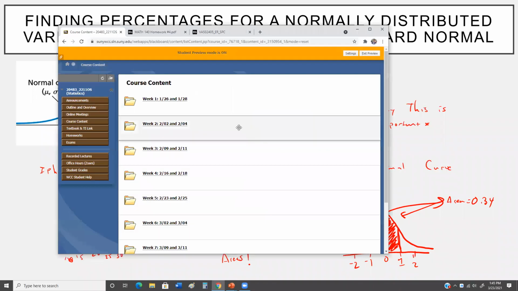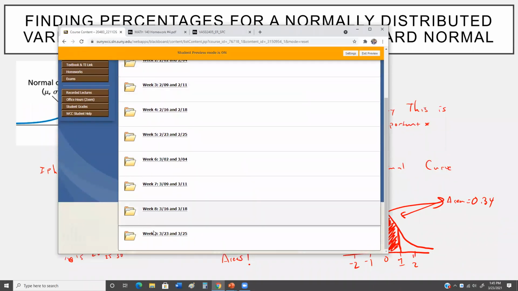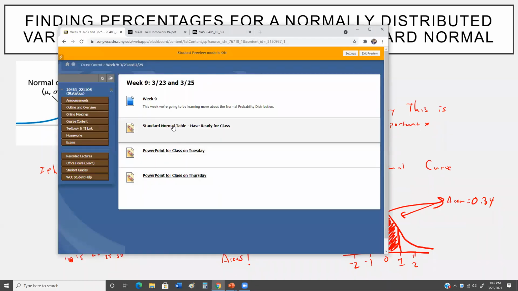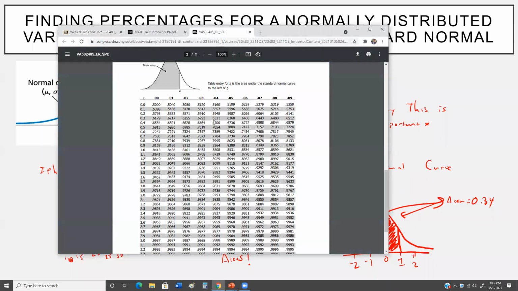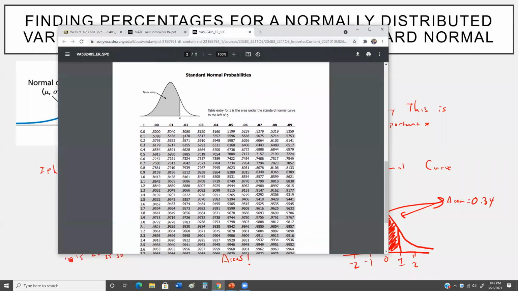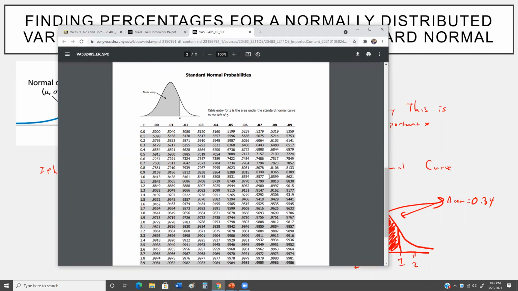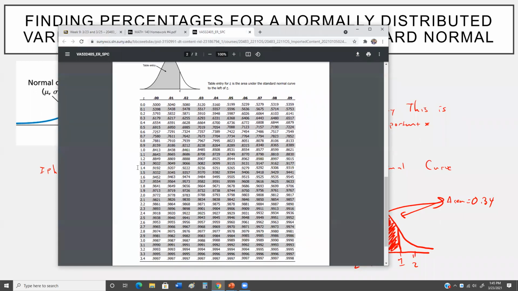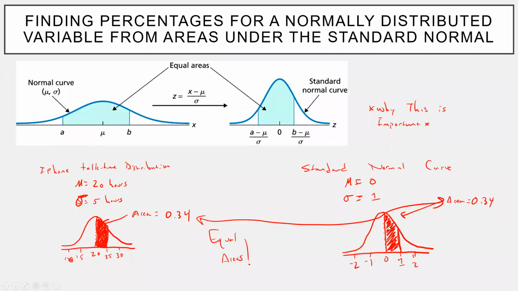If you go back to the classroom, under week 9, I said, have this standard normal table here. Everybody see this table here, at least on my screen? Yes. What's amazing is that I have this table now that can give me areas for the standard normal variable. But I can take any normally distributed variable, turn it into a standard normal variable, look that up on the chart, and that's going to be the same area as over here.